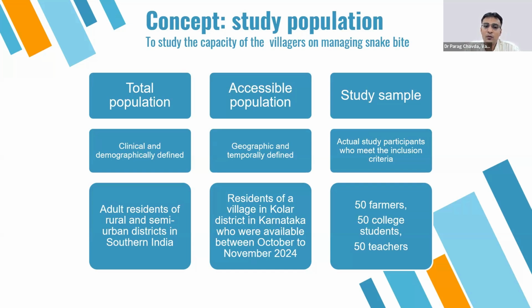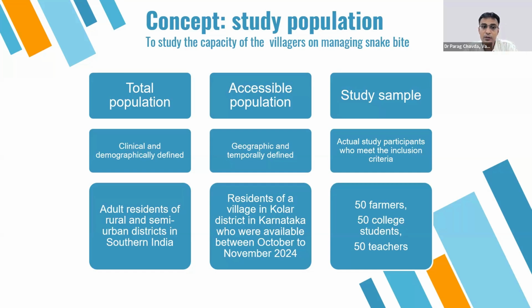So probably, what was the population from which they drew this particular sample? Their accessible population, which is geographically and temporally defined, is residents of a village in Kolar district in Karnataka who were available between October to November 2025 when the study team went out for the survey, right? So there would be many households that would be locked. Those households were not accessible, so they were excluded, right? So your study sampling frame is only those people who are available for interview when you went for data collection.